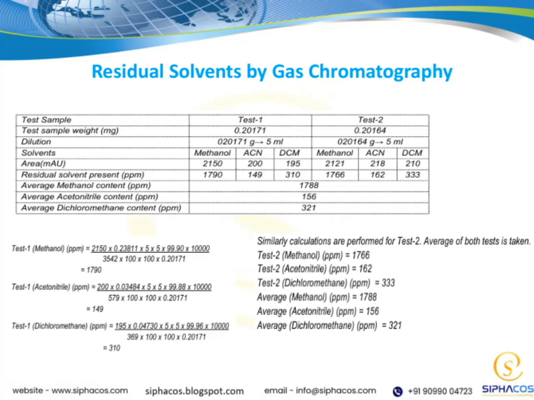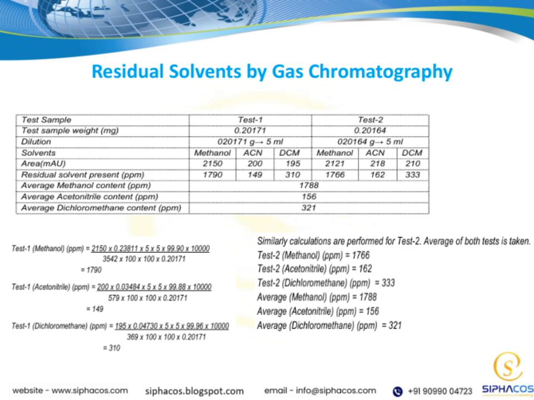Let's take a closer look at residual solvents and how we analyze them using gas chromatography. Residual solvents are the traces of solvents that might remain in a product after manufacturing, and their presence needs to be carefully monitored for safety and quality reasons. Gas chromatography is the preferred method for this because it allows us to separate, identify, and quantify these solvents effectively.